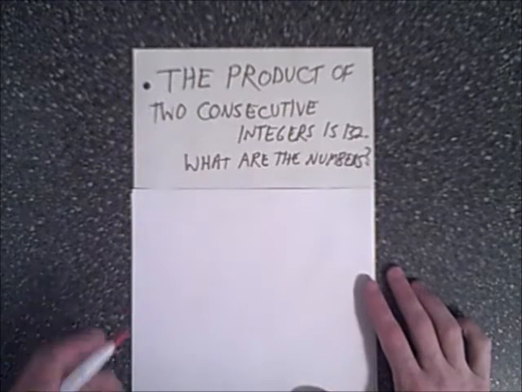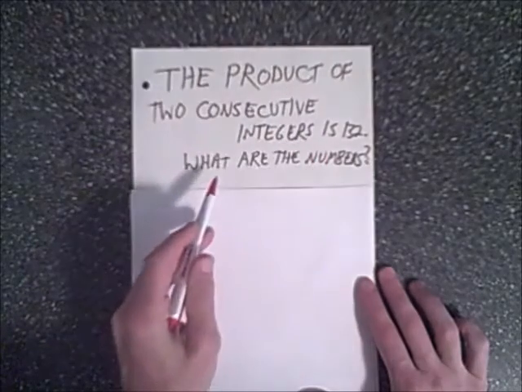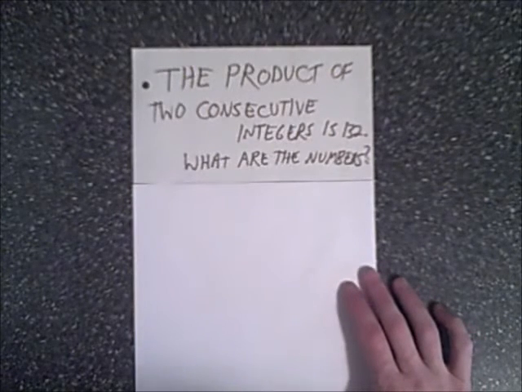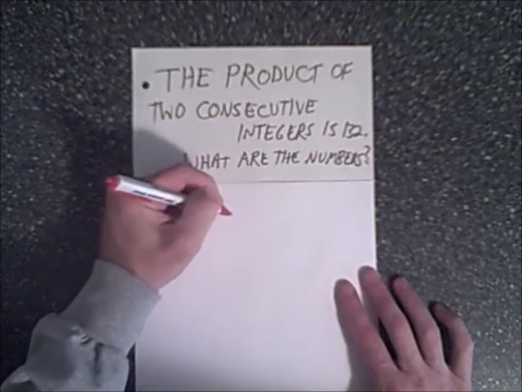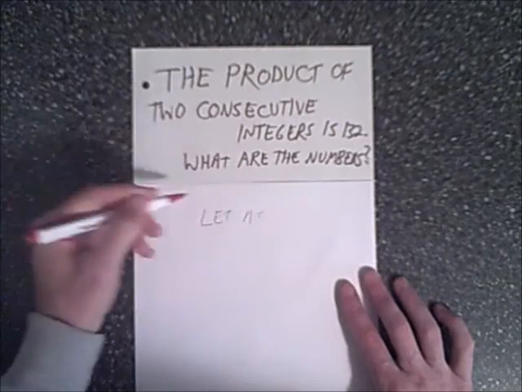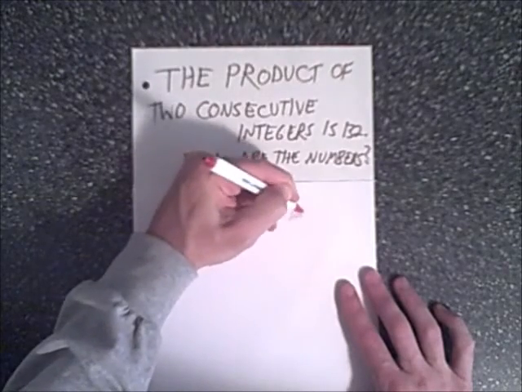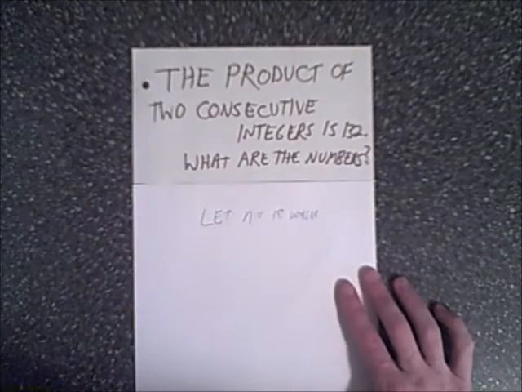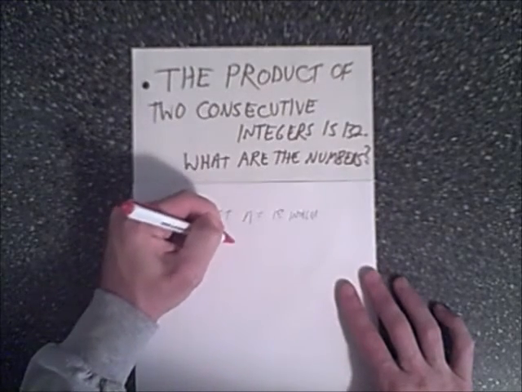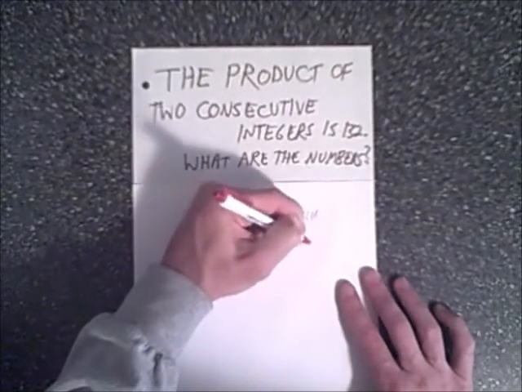Okay, the last question in this video is the product of two consecutive integers is 132. What are the numbers? So again, we want to write down some variables and formulas and then solve it. Okay, so let's let n equal the first integer. Therefore, it's consecutive integers, not even or odd, but just consecutive. So that means the next one in order would be n plus 1 is the second integer.